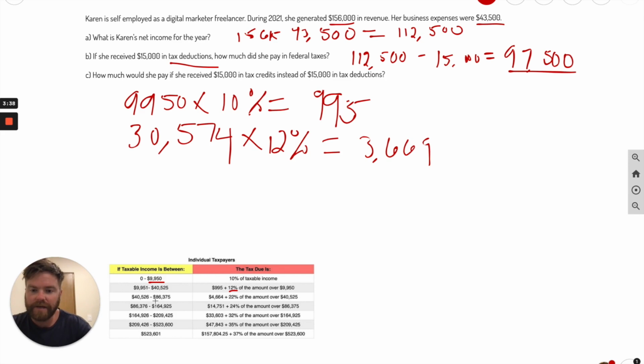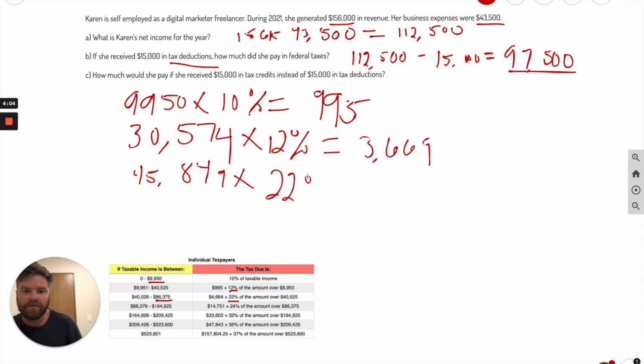So let's go to the next bracket, which is going to be 86,375 minus 40,526. So 86,375 minus 40,526, and we get 45,849. That's what's taxable. We multiply that times the rate. If you can see down here, it's 22%. So multiply that times 22%, and you get 10,087, and we're going to round it up.